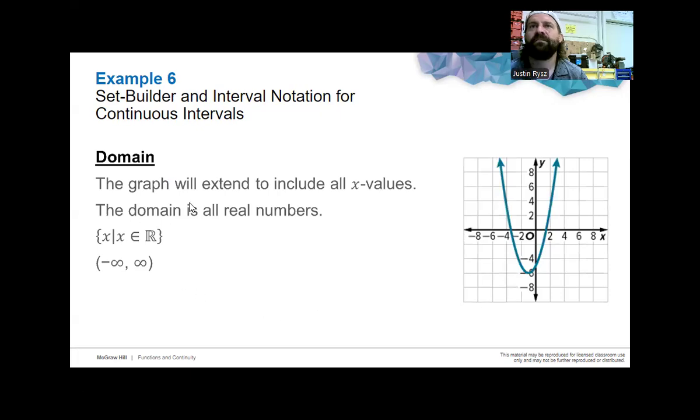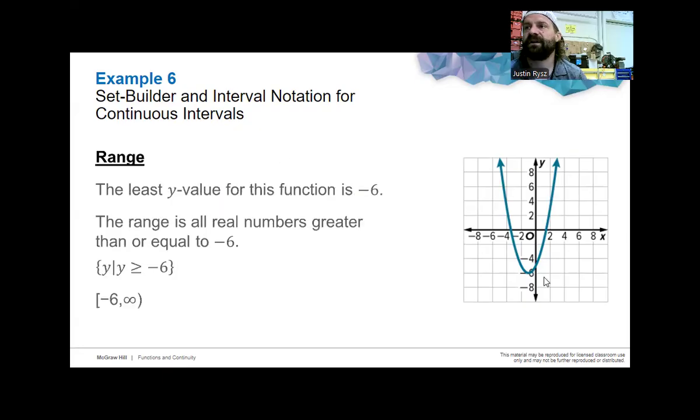All right, so the domain would be all real numbers. The way that we would write it in set builder notation is x such that x is an element of all real numbers. You use that fancy looking R here. The domain in interval notation would be from negative infinity to positive infinity. So we'd put those infinities in brackets, nice soft ones.